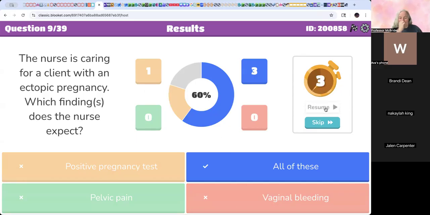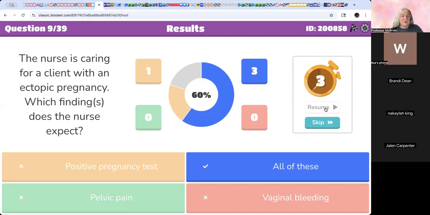Okay. With an ectopic pregnancy, all of these things could be happening. She's going to have a positive pregnancy test, because when the embryo attaches to the fallopian tube or wherever, the body's still going to start releasing HCG. That's how that works, as soon as it attaches. So she's still going to have a positive pregnancy test.